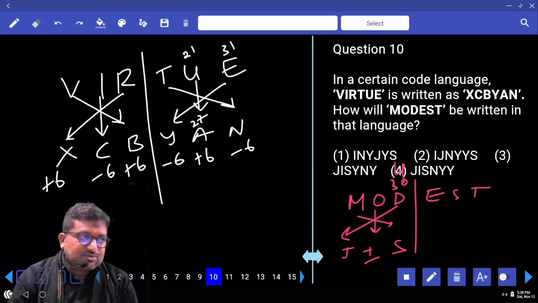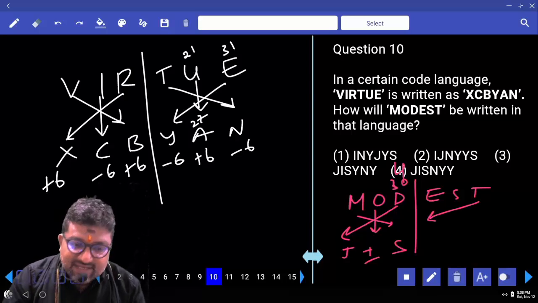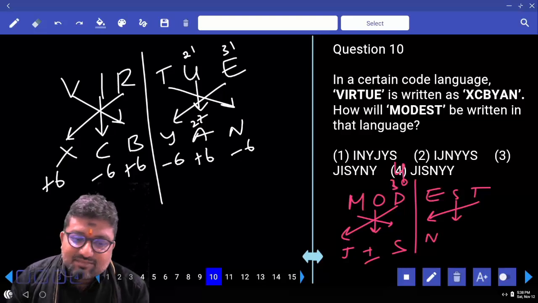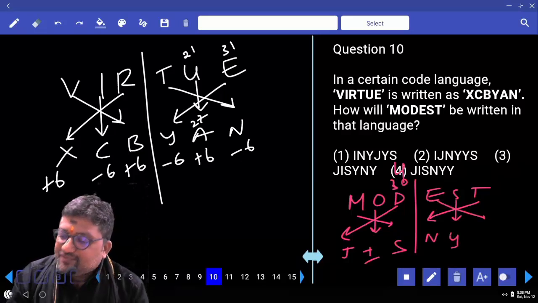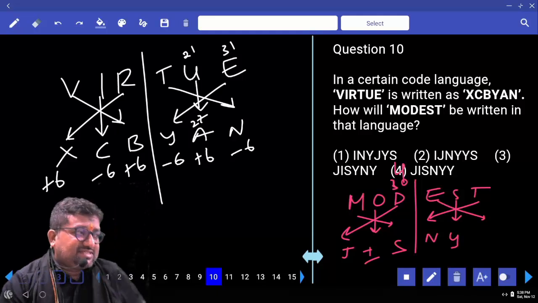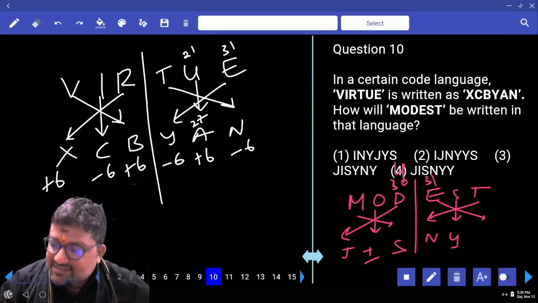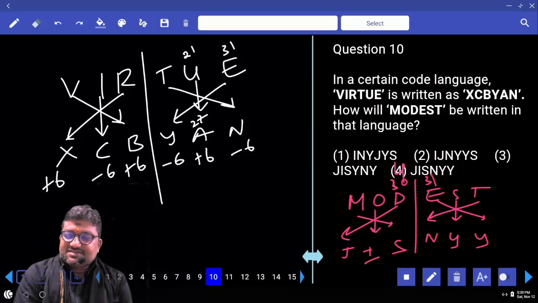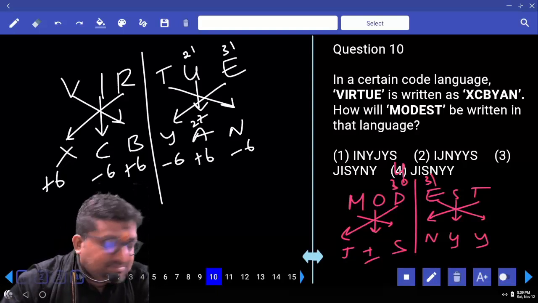How many options? 2 options. Next, 20 plus 6, minus 6, minus 6. 14, N. S plus 6, 19 plus 6, 25, Y. Ippudu 5 minus 6. 5 minus 6 annappudu what will I introduce? 31. 31 minus 6 is how much? 25, ante Y. J I S N Y Y. Which option is my answer? Come on. Is this clear?